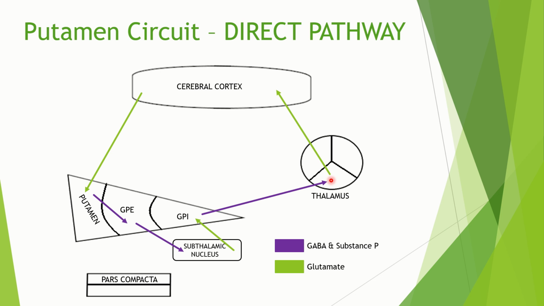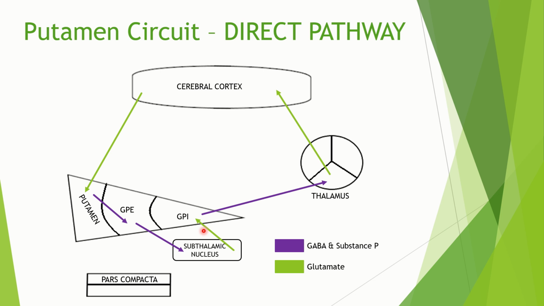Now, the indirect pathway is a little different from the direct pathway. I apologize. On this slide, it should read indirect pathway. I repeat, on this slide, it should read indirect pathway. The indirect pathway involves the subthalamic nucleus. So it involves the three parts, the cerebral cortex, the lentiform nucleus, and the thalamus, which is just like the direct pathway. But the indirect pathway, as I repeat again, this should be indirect pathway, also includes the subthalamic nucleus.